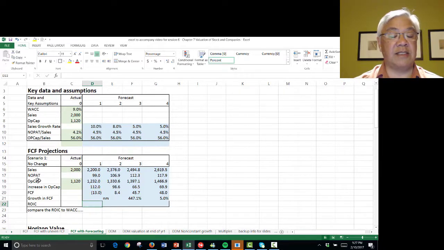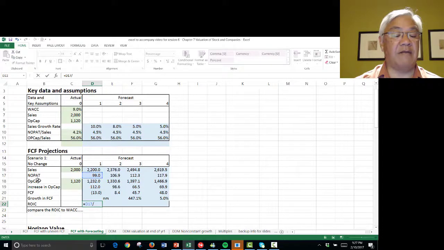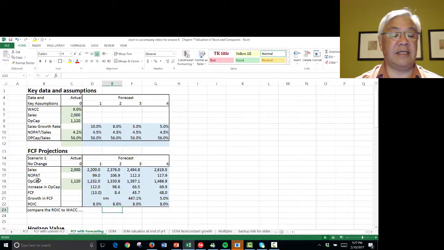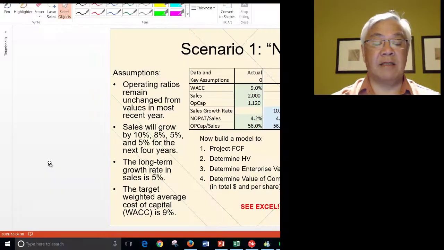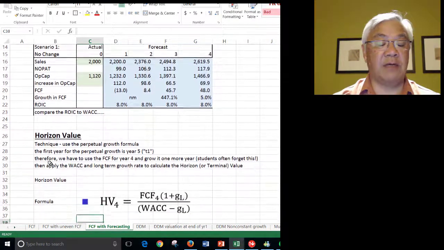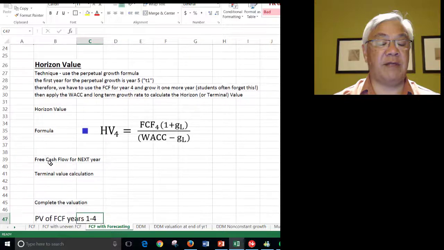So the ROIC, return on invested capital, is we take the return, which is the NOPAT, divided by invested capital, operating capital, and we copy that across. So we see a constant ROIC in this case because we've kept these relationships stable. All right, so that is the projecting free cash flows, and now we're going to do horizon value. Horizon value, as we saw, we have a formula.